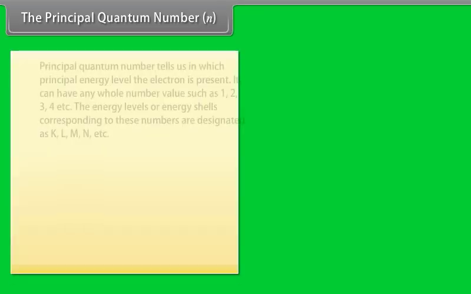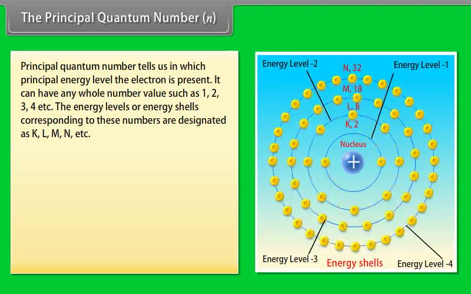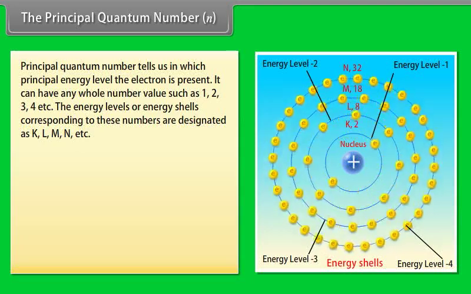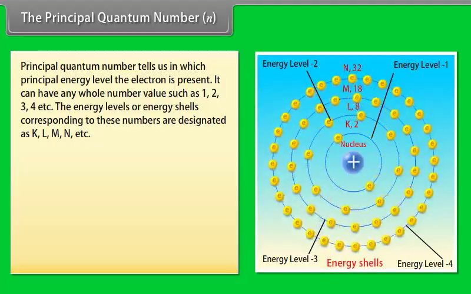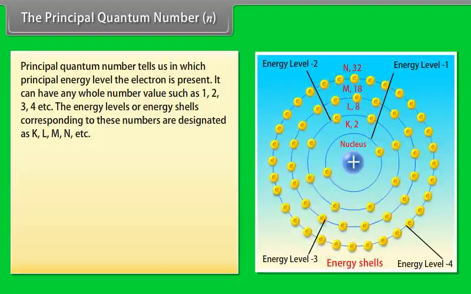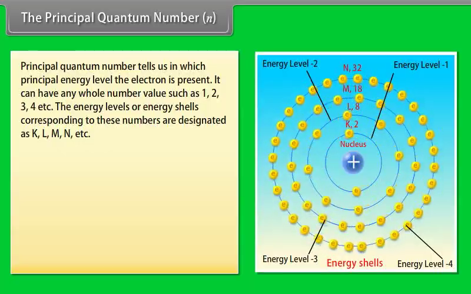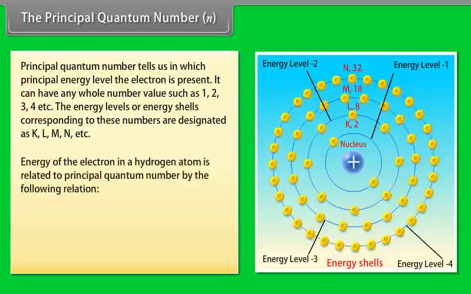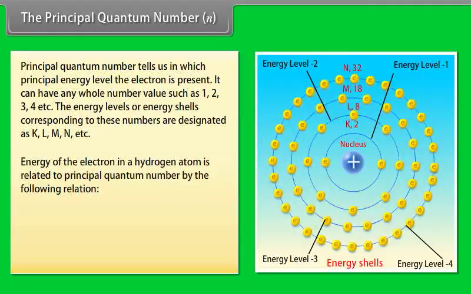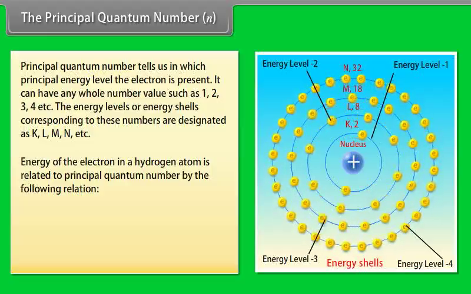The principal quantum number, n. The principal quantum number tells us in which principal energy level the electron is present. It can have any whole number values such as 1, 2, 3, 4, etc. The energy levels or energy shells corresponding to these numbers are designated as K, L, M, N, etc. The energy of the electron in a hydrogen atom is related to the principal quantum number by the following relation.